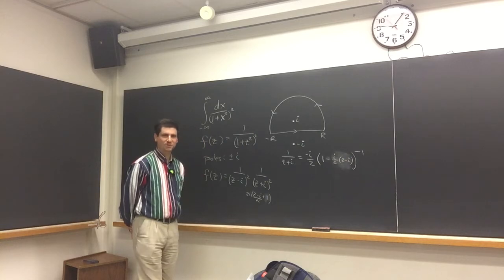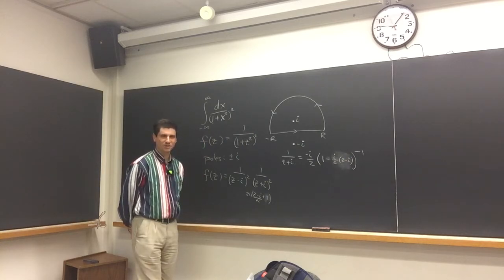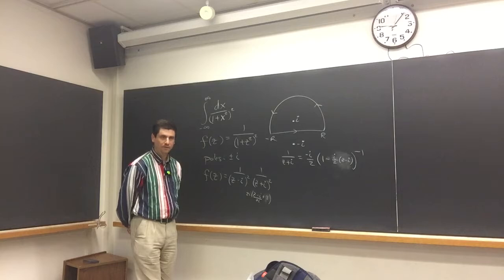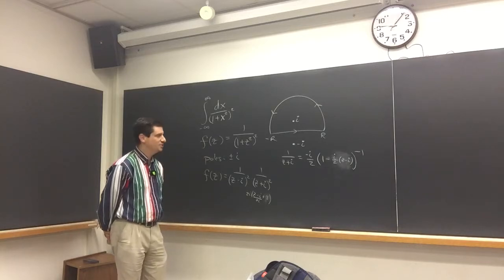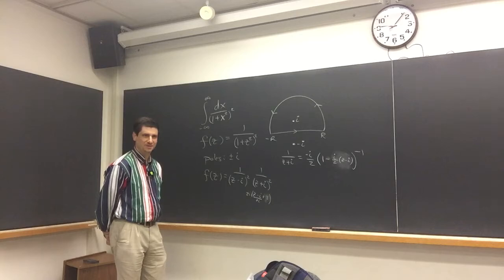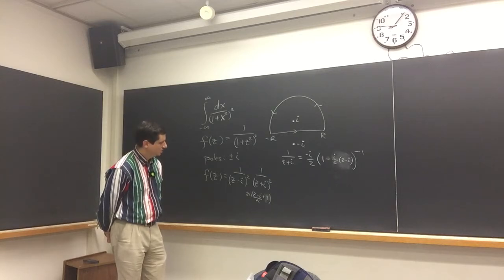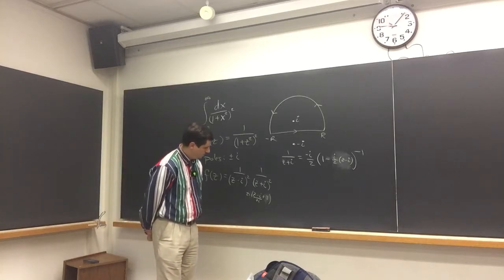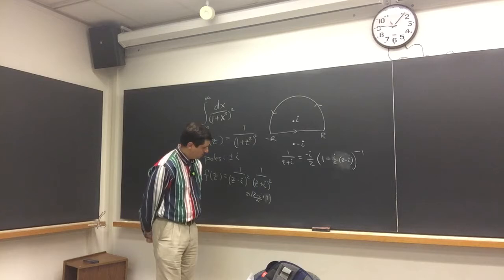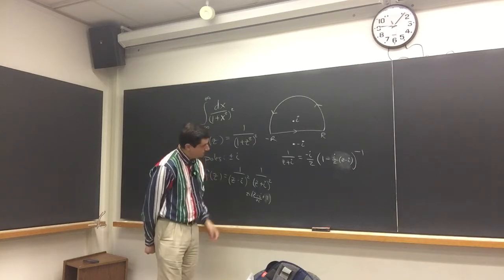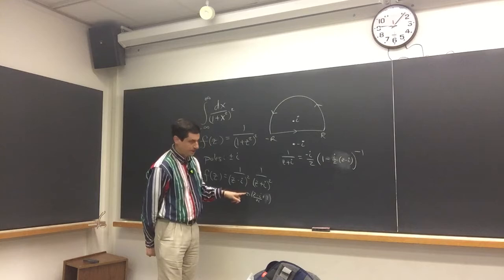So let someone check this. Does this match what we had last time, or did we make an algebra mistake? Or we can do another method and check whether we've made an algebra mistake. I think it's negative 1 over 2. So we have a 1 over 2i.